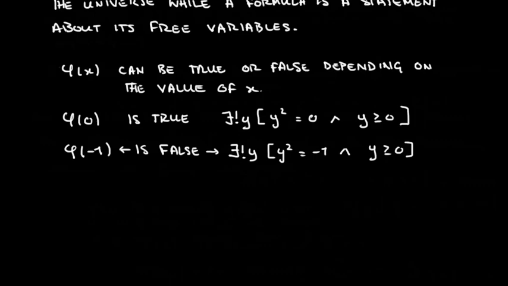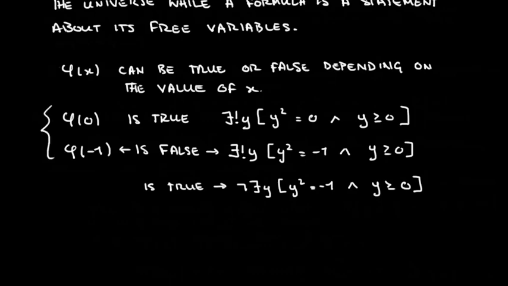Now, if you want to turn this into a true statement, the latter into a true statement, we would say there does not exist a real number y such that y squared is equal to minus 1 and y is greater or equal to 0. So you see here we have an example of a formula which can be true and false depending on the value of our free variable here.